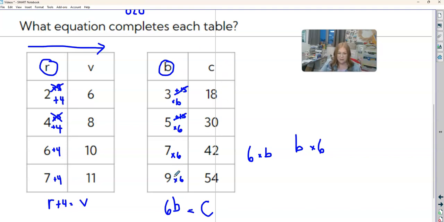So find your pattern and it has to match the whole way down. So if you start doing your pattern and, oh, wait, those aren't right, try something different. So if we're getting bigger, we're looking at adding or timesing. And if your problems are getting smaller, we're looking to subtract or divide. Do the same thing every time to the first letter and it equals the second one.